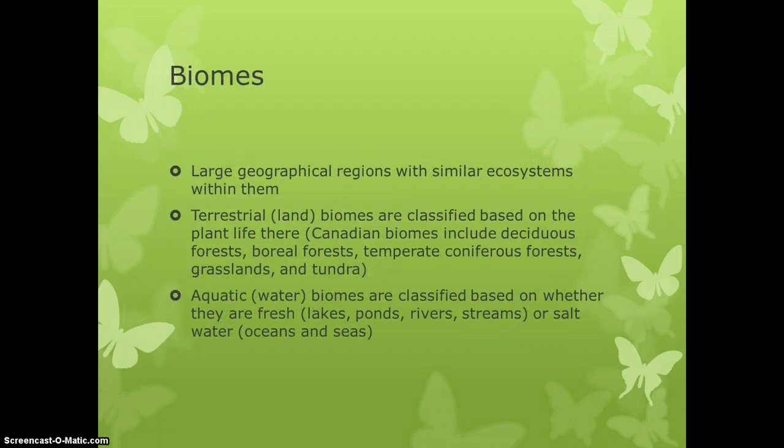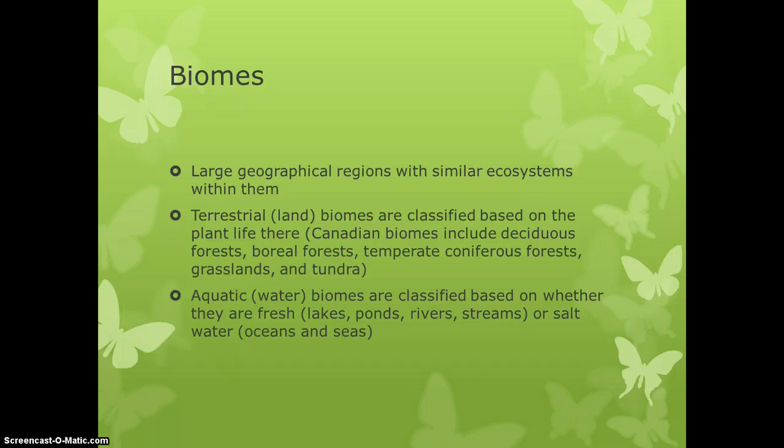A biome is a huge geographical region with similar ecosystems inside of it. So a terrestrial biome has many different ecosystems within it, but they have very similar plant life. The Canadian biomes that we have are five. One is a deciduous forest. We have boreal forests, temperate coniferous forests, grasslands, and tundra. And we'll go into a little bit more information in your OneNote on that.